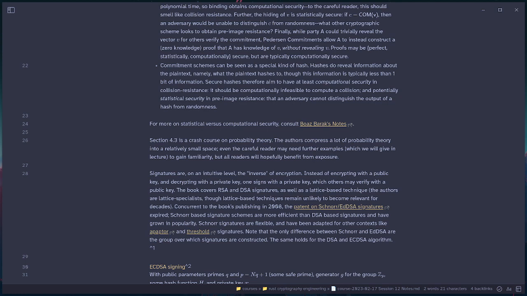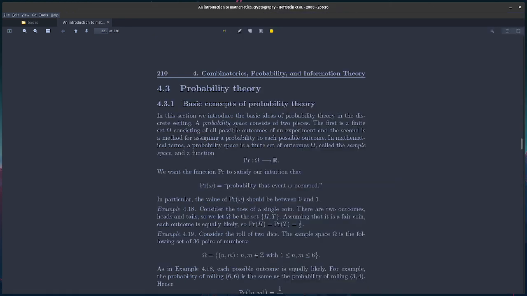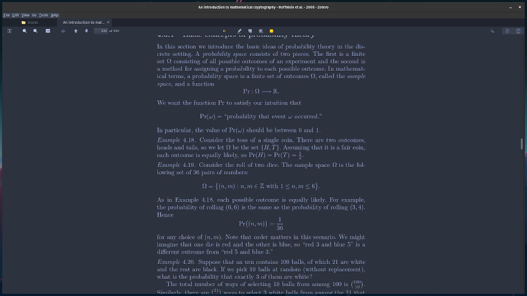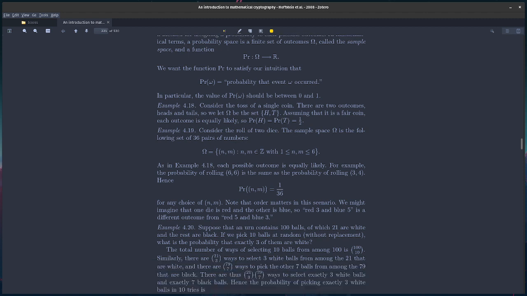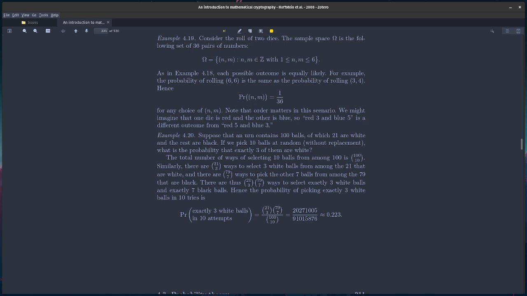So let's go grab the book here. The basic concepts of probability theory are all covered in this section, and the section is kind of meandering. All of the parts in this section should be reasonably familiar to you if you're trying to understand the security of a cryptographic scheme yourself.